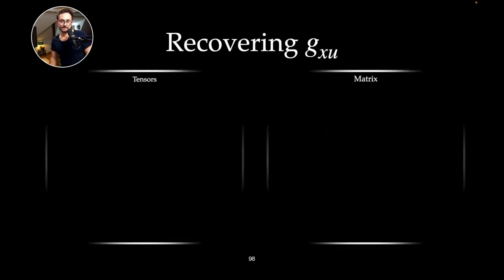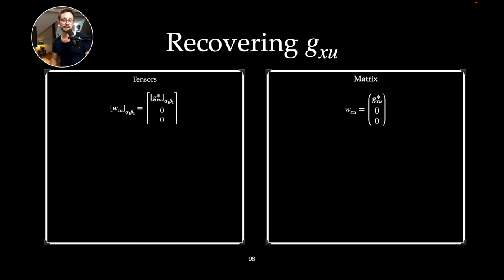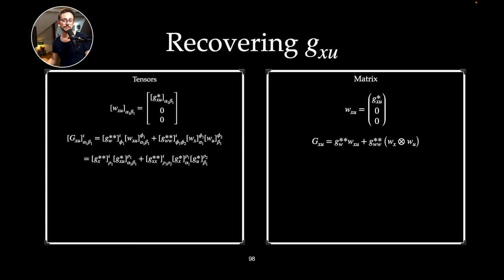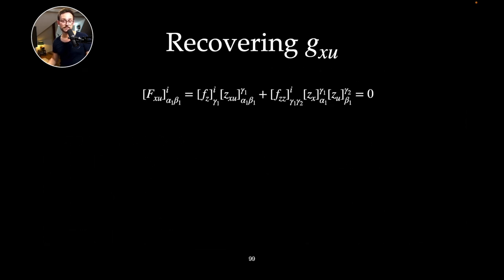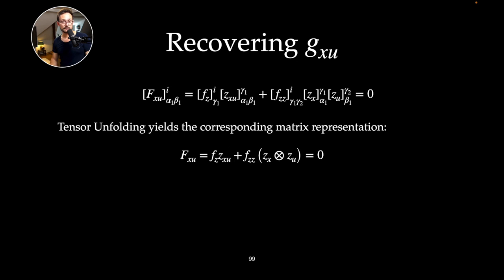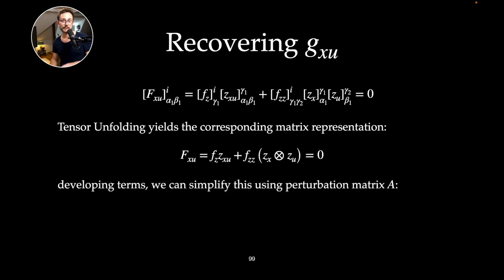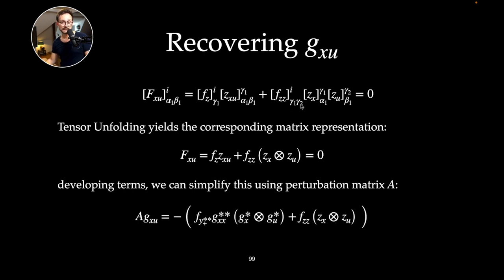Now, what about GXU? So, same steps, right, in tensors or in matrix notation. Have a look where the zeros are to simplify that and to re-express this only in G star star XU or sigma matrices. There you go. And then we have all the ingredients to compute GXU. Okay, so this was the equation that we need to solve to recover GXU from. We can unfold this using Kronecker products. We can then develop terms. And if you plug in all the terms from the previous slides and make use of the definition of the perturbation matrix A, you end up with this equation. So A times GXU equals minus some right-hand side.